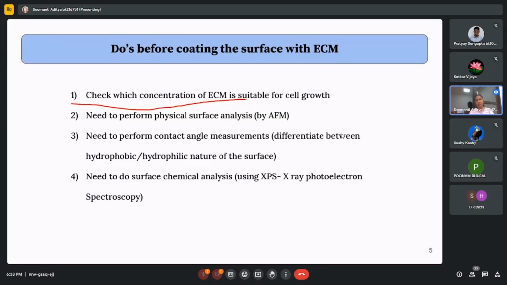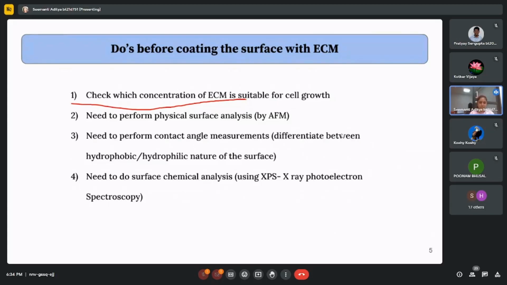Also, if it is lower in concentration, the cells will not get enough ECM matrix to adhere to, and they will be floating or rolling on the surface. That also we don't want. So we have to optimize the concentration of ECM in which the cells are growing. We can use different concentrations of ECM, like 1 mg per ml, 2 mg, 3 mg, and then see at what concentration it is working perfectly.